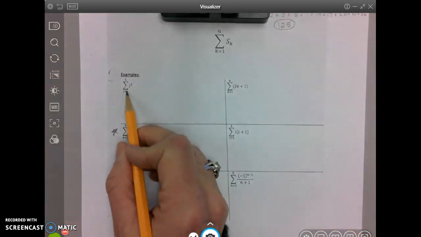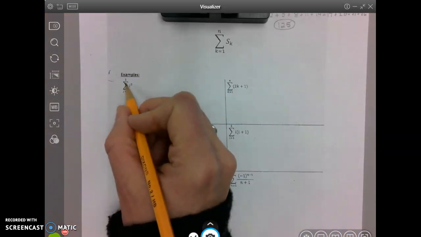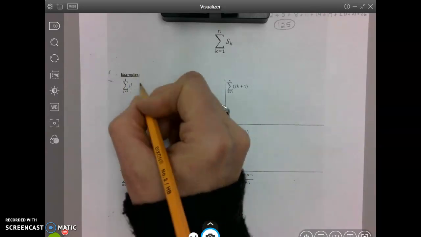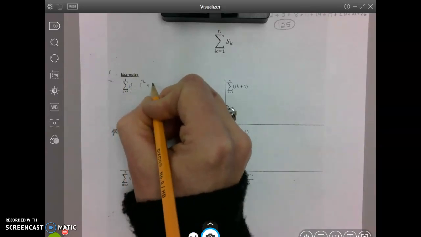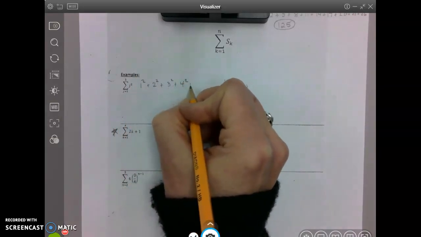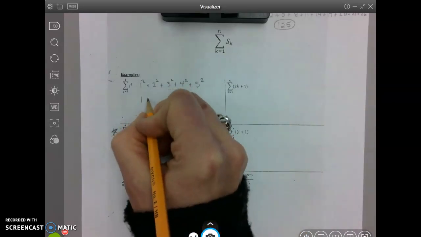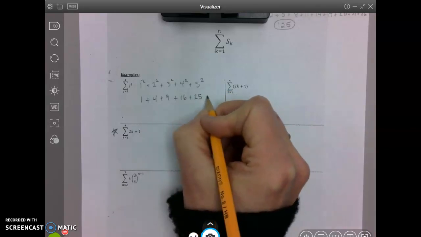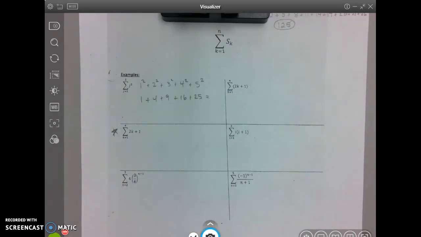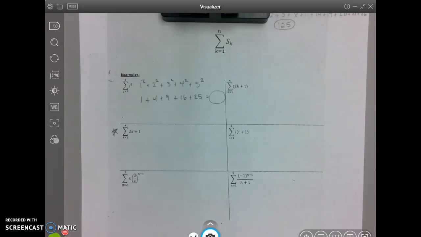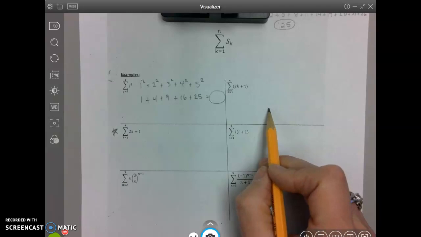For this first summation here in this example, from j equals 1 to 5, j squared. So what we're going to do is we're going to add up the first 5 terms. So we're going to have 1 squared, and then 2 squared, 3 squared, 4 squared, and 5 squared. So we're adding 1 plus 4 plus 9 plus 16 plus 25. And you'll go ahead and put that in your calculator, and you'll get your sum. Okay, I'll let you guys do that. Let's go to this next one.